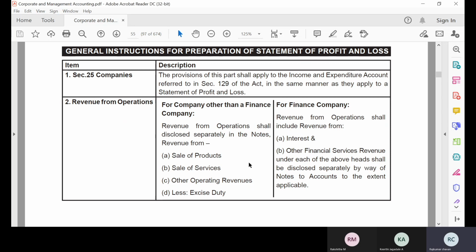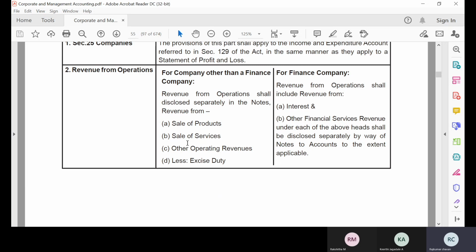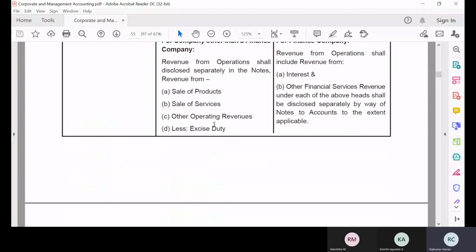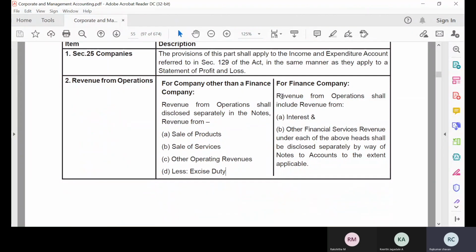you need to understand. For a company other than a finance company, this is nothing but a non-finance company. Revenue from operation means sale of product, sale of service, other operating revenues. Those are called revenue from operation. And from this revenue, you need to minus the excise duty. Okay, this is very important. What is excise duty? It is a tax which is paid on manufacturing of goods.